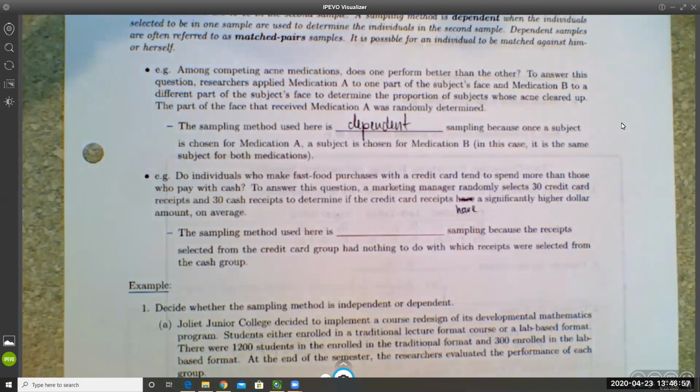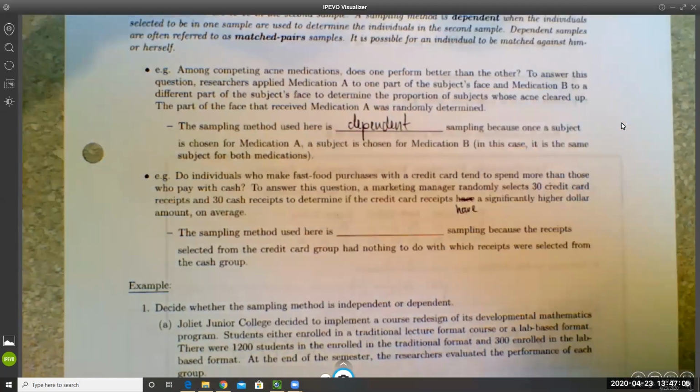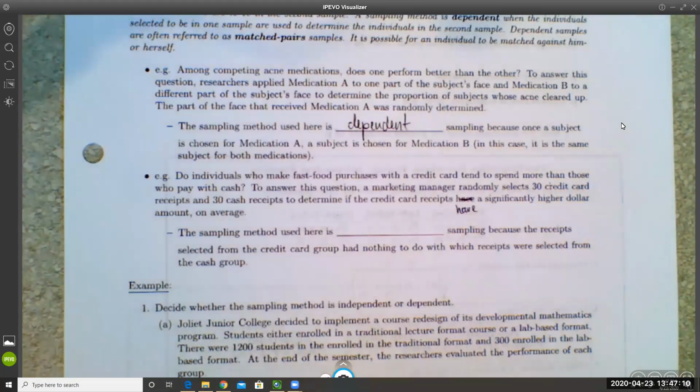Okay. Well, so the sampling method used here, well, let's think. They randomly selected 30 credit card receipts, and then they randomly selected 30 cash receipts. It doesn't say that they followed around the same person and observed them until they paid with cash, and then observed them until they paid with credit, and then collected their cash receipts and their credit receipts and compared the two. It doesn't say that, right?